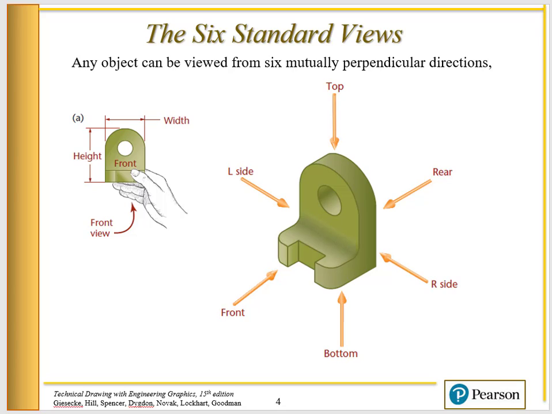This slide has to do with your first objective, which is to list the 6 principal views of projection. And these are the 6 principal views. We have the top and the bottom, the rear and the front. We have the left side and the right side. Those are your 6 standard views, or the principal views of projection.